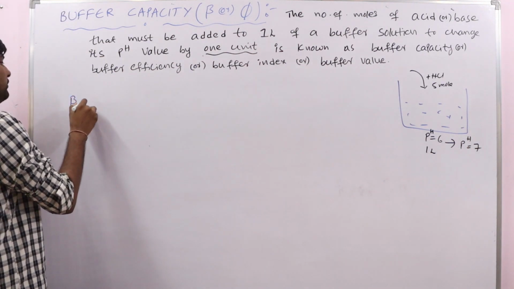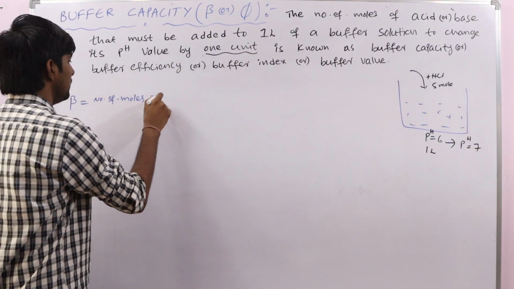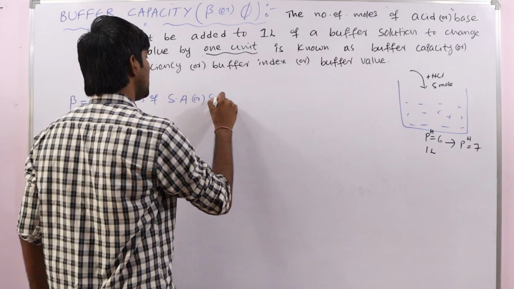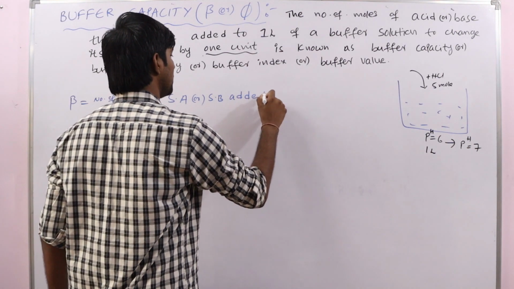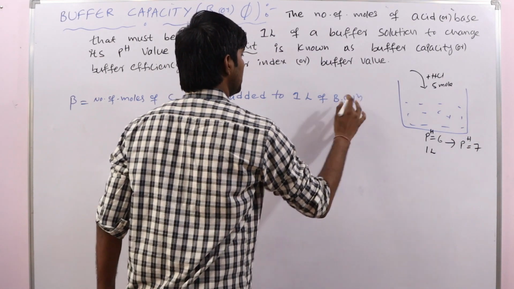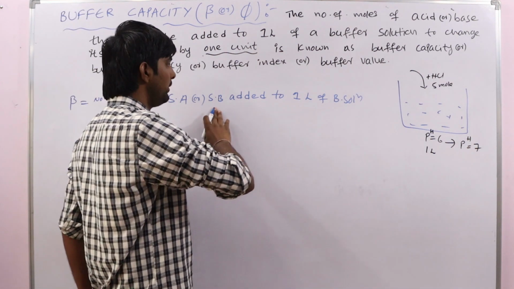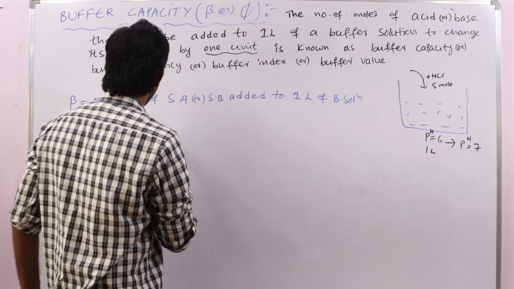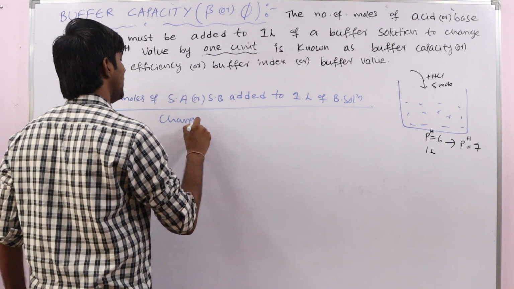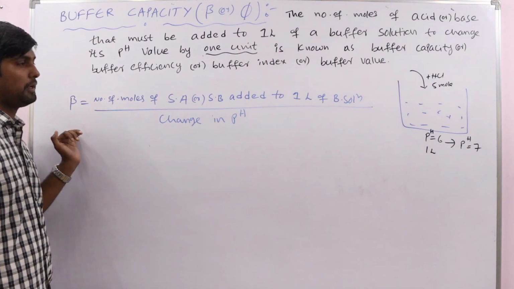Now we can give a relation here. Buffer capacity beta equals the number of moles of strong acid (SA means strong acid) or strong base added to 1 liter of buffer solution, divided by the change in pH. This is the formula for buffer capacity.